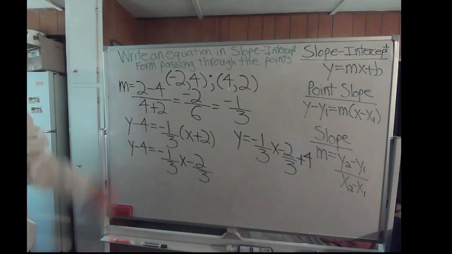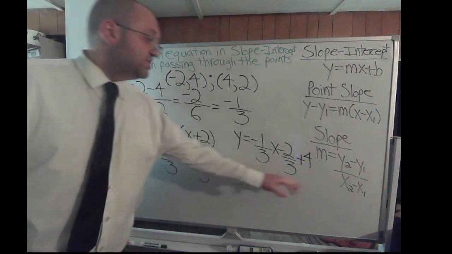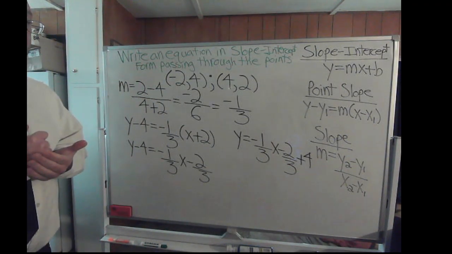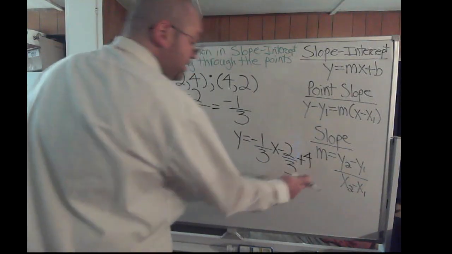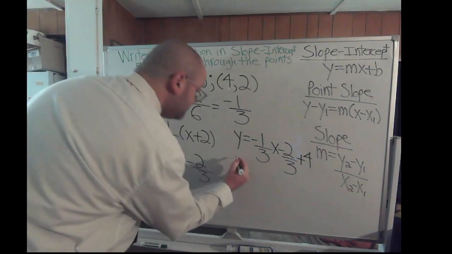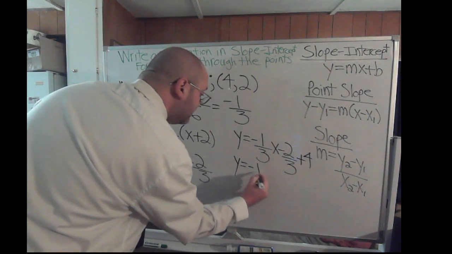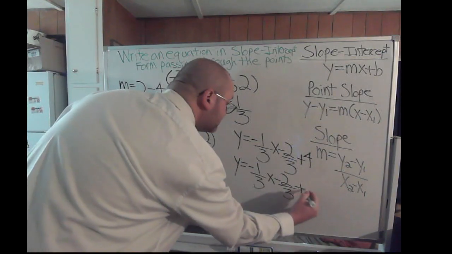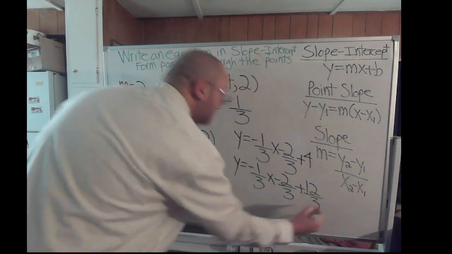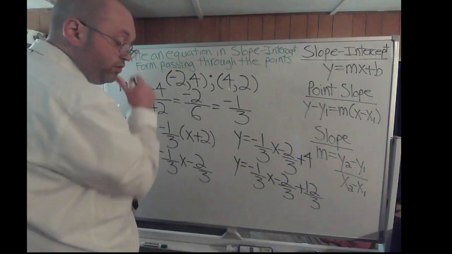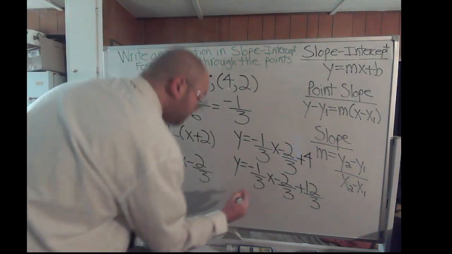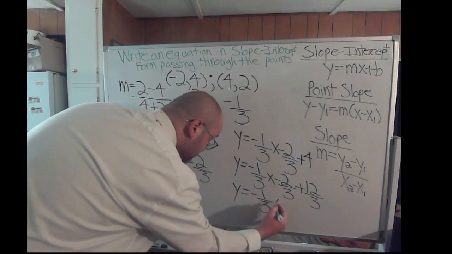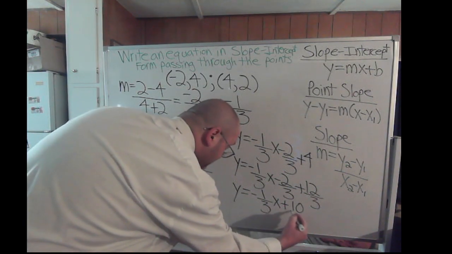Well, we've been working with denominators of 3 so far. Then we just have this whole number 4. Well, we have a fraction we got to add. Well, 4, that's simply going to be 12/3, isn't it? So you'll have y equals negative 1/3 x minus 2/3 plus 12/3. And now we can put this into a form we can work with. Negative 2/3 plus 12/3, that's 10/3. Y equals negative 1/3 x plus 10/3.